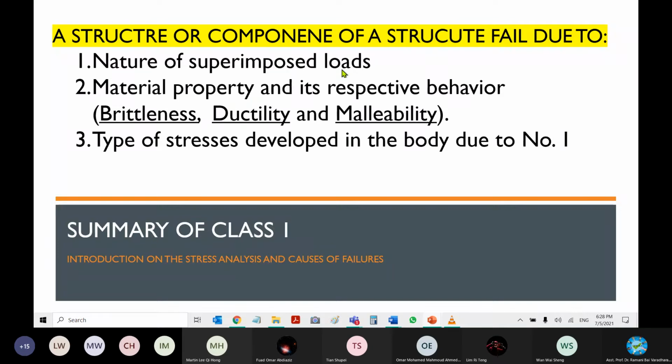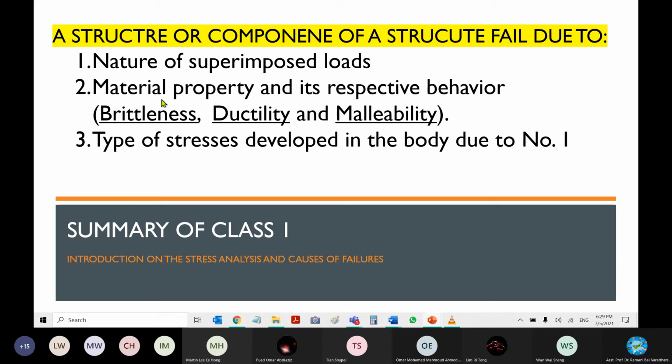The nature of superimposed loads is important. You should understand the nature of the load, whether only the live load is there, or only the machine load is there. In addition to the live loads, whether atmospheric pressure load is there, gravitational load is there, all these things you have to check.